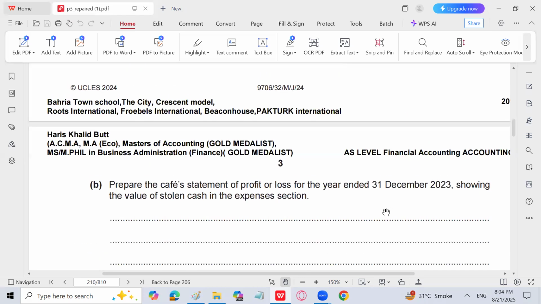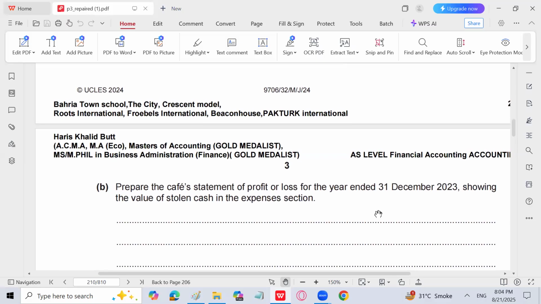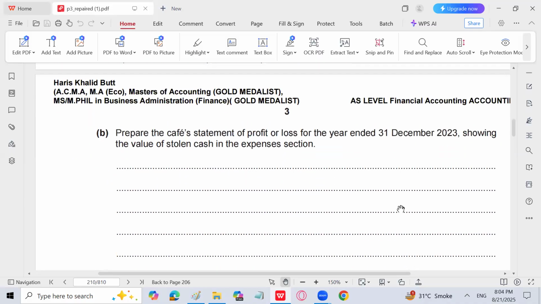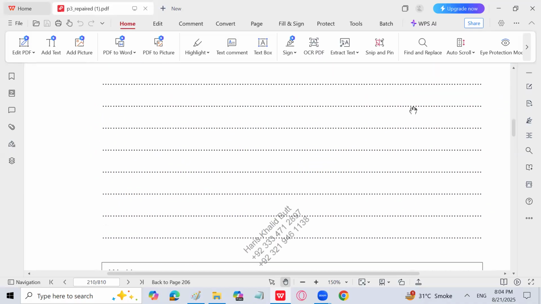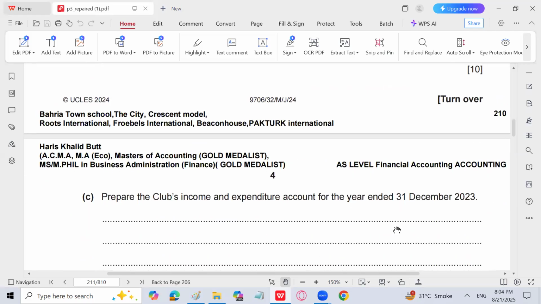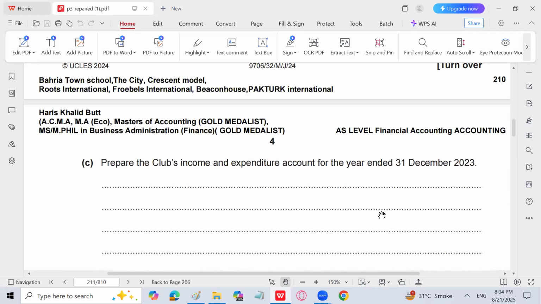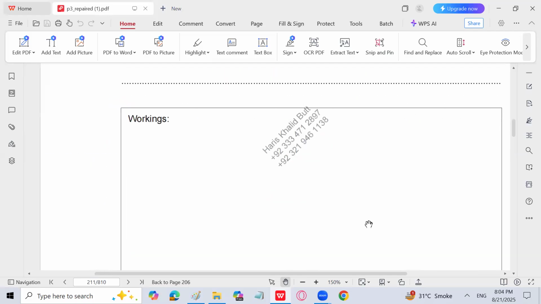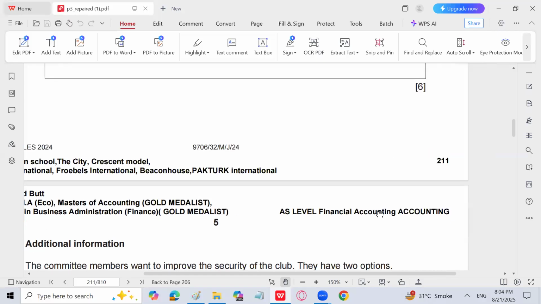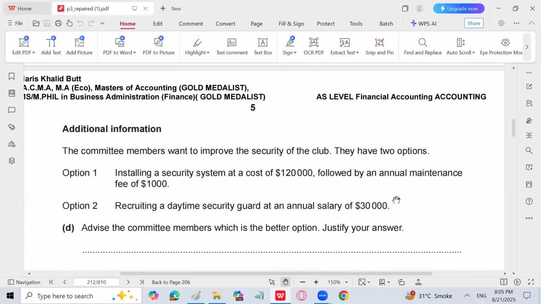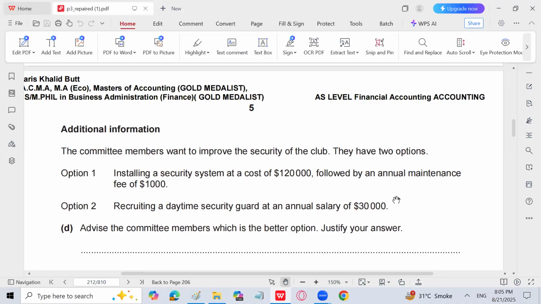Prepare the cafe statement of profit and loss showing the value of stolen cash in the expense section. So we need to find the cafe trading profit and also the stolen cash in the expense section, because cafe cash has been stolen. Prepare the club income and expenditure account for the year ended. So we will also prepare the club income and expenditure account.